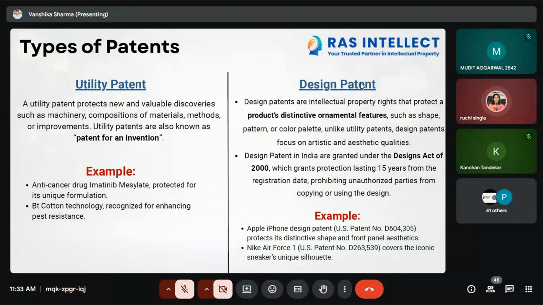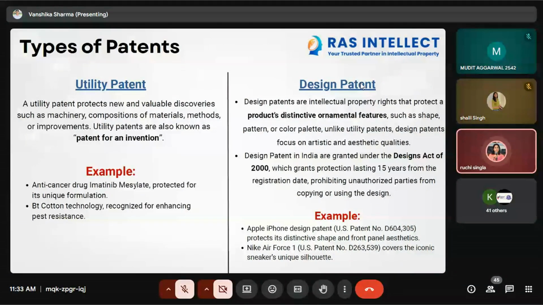Okay, all right. So we will be talking only about utility patent and design patent, for the reason that the next two patents are concerned with pharmacy and biotechnology students. So we will be concentrating our lecture today on utility patent and design patent. Utility patent protects new and valuable discoveries such as machinery, composition of materials, methods or improvements. Utility patent is also known as the patent for an invention. Example is the anti-cancer drug, protected for its unique formulation. Then there is BT cotton technology, recognized for enhancing pest resistance.